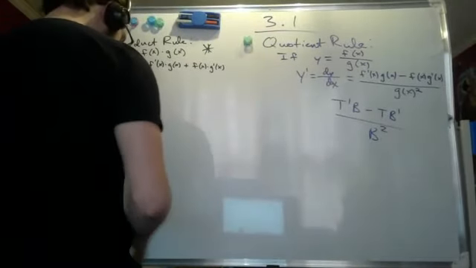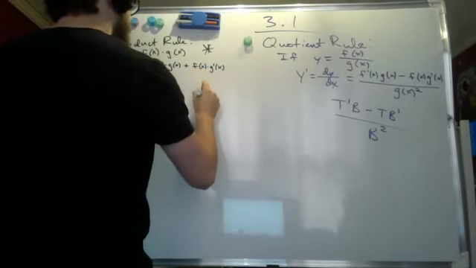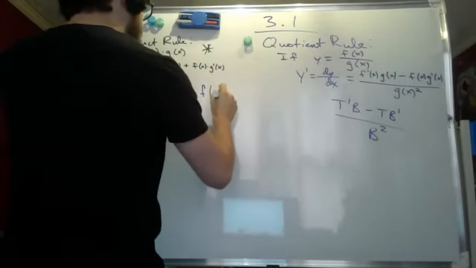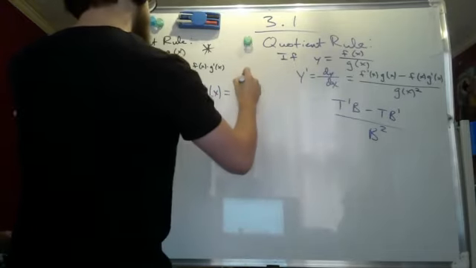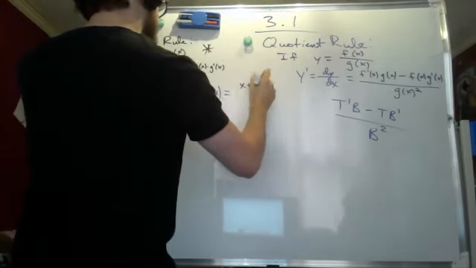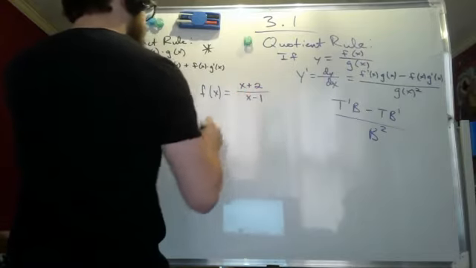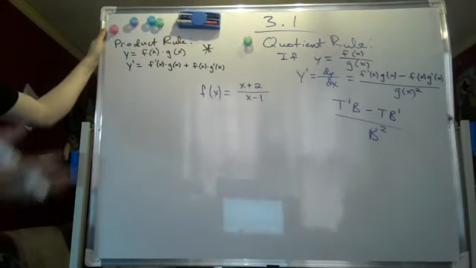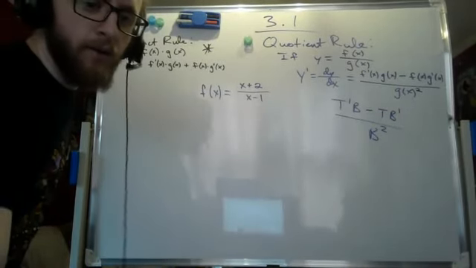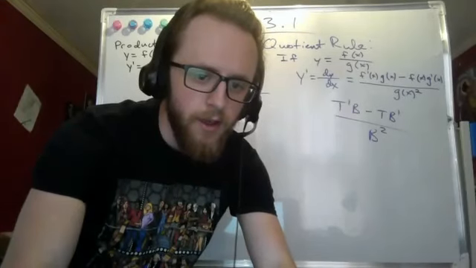Alright, so for this first example, consider when f of x is equal to, let's go with this guy, x plus 2 divided by x minus 1. This is an example that we keep bringing up over and over again when we've been working through these examples.